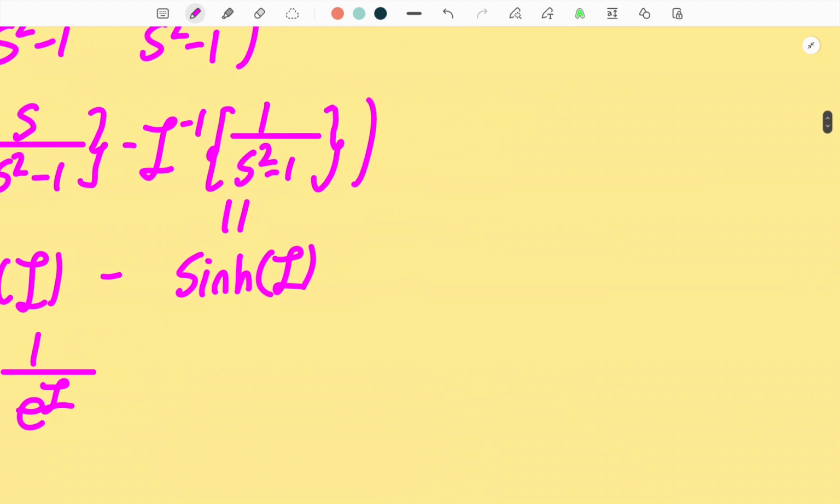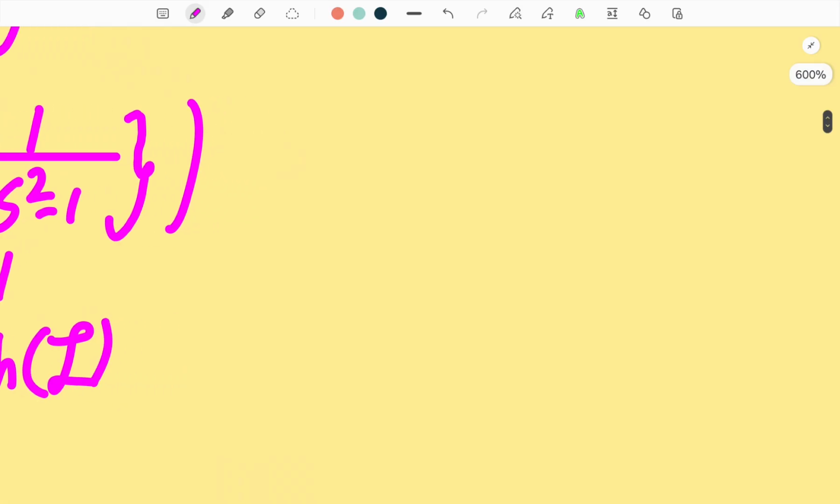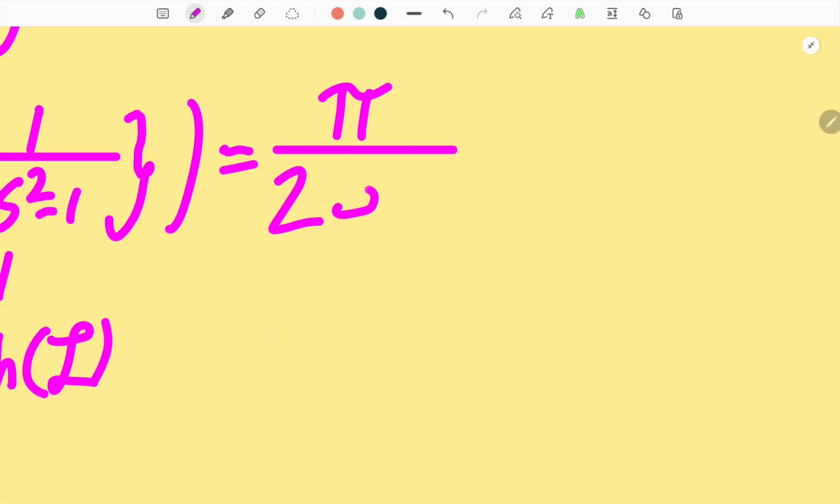Okay, so now I sub z of L is equal to pi divided by 2 times e to the L. There we go.